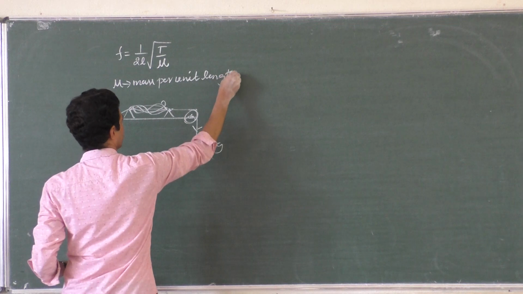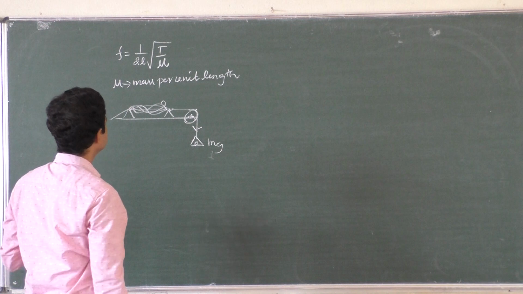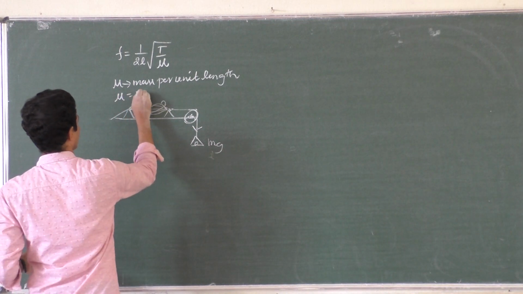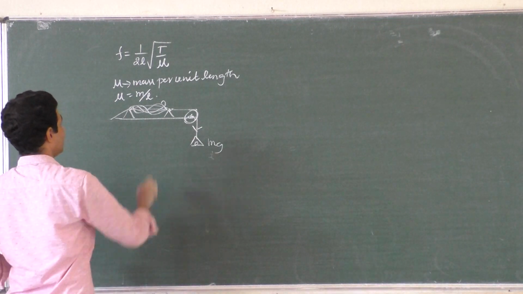Mass per unit length of the wire, mu. If mu is the mass per unit length, mu is the mass of the wire by the length of the wire, total mass of the wire by length of the wire. Now shall I add an n here?